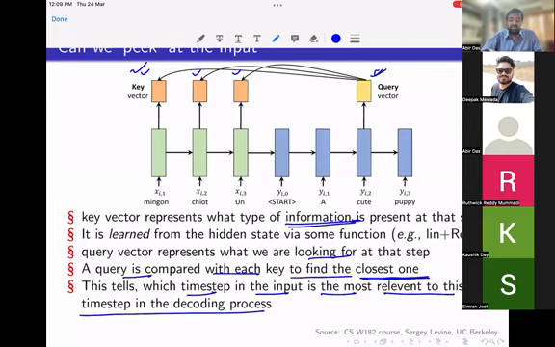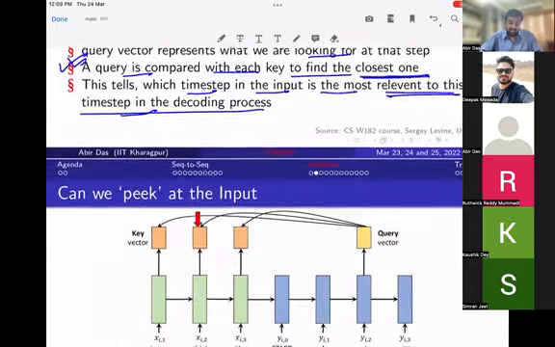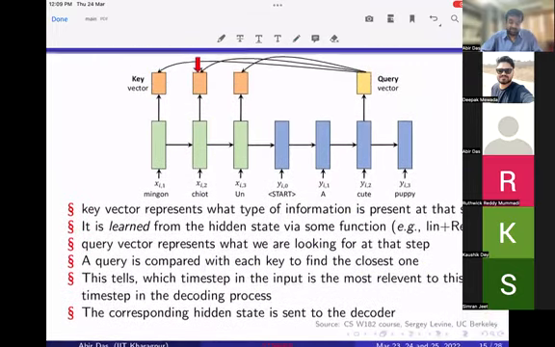So there is some information it is looking for, and in principle the similarity score computation, or finding the closest match in the key, tells us that at this time step the input is most relevant to what the query is looking for. So this is again the high level idea going on.